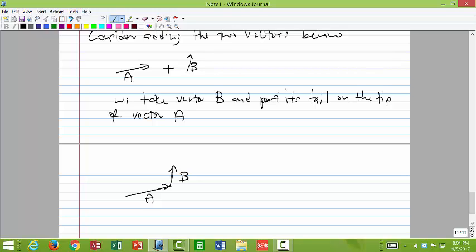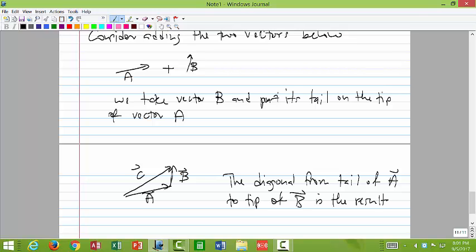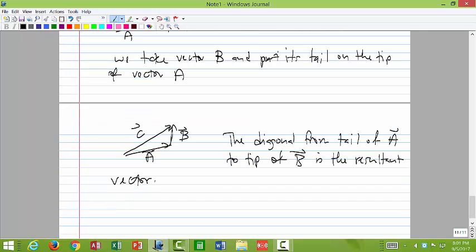So this is vector B. The diagonal from the tail of A to the tip of B is the vector C. This is called the resultant vector. Okay, so that is one way of doing it. So C is equal to A plus B.